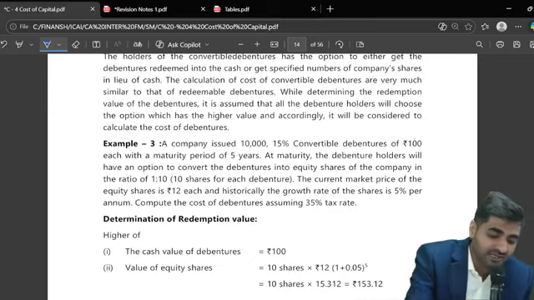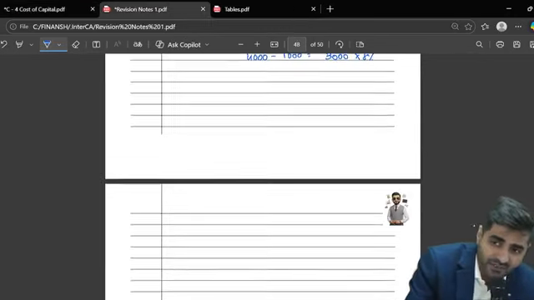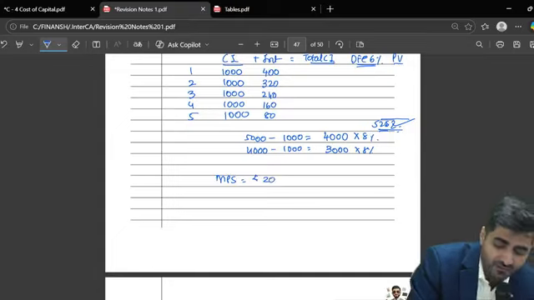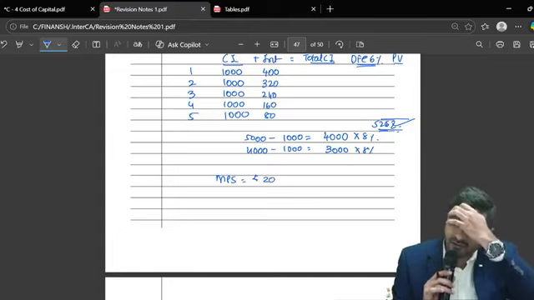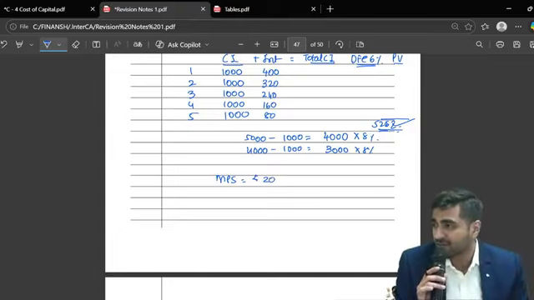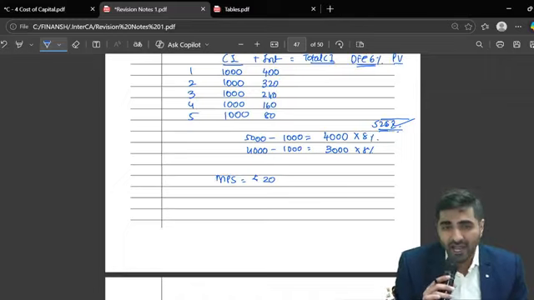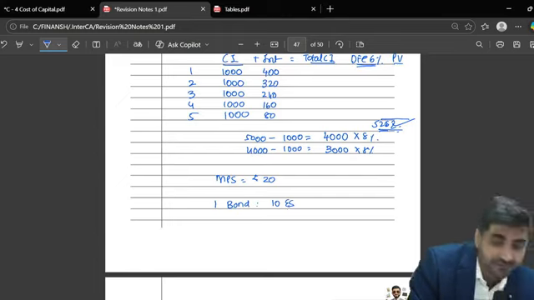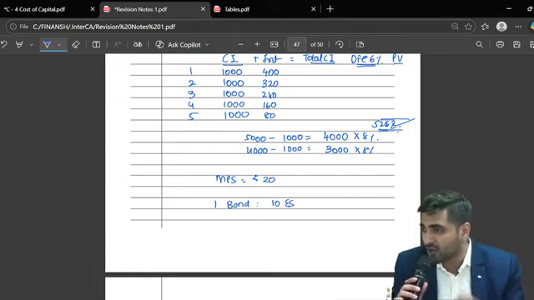Okay. See, let's say for example, I'll tell you something like this. The market price of equity share is at present 20 rupees. What is the market price of equity share, everyone? Market price per equity share is 20 rupees. Okay. And at the same time, please tell me, for one bond you are going to get 10 equity shares. So if you convert one bond, how many equity shares are you going to get?